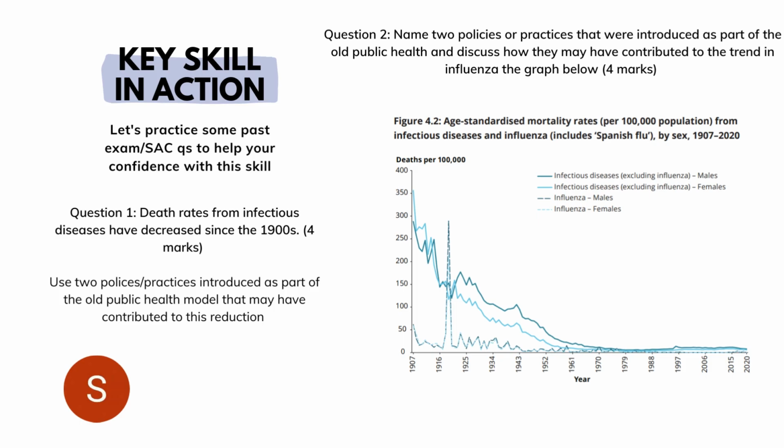So you'd need your 2 examples. Make sure you've got enough detail in what your policy or practice actually is, and that you're linking to infectious diseases here. You actually don't have to link to health status in that question because it's not asking you to. And then question 2 has the stimulus material attached, and it's around mortality rates from influenza. It is, again, really important that you are selecting policies or practices that were introduced that are going to be specific to that. So make sure that you select wisely and that you are linking it back to the trend in the graph below.